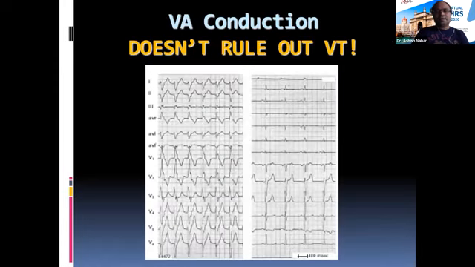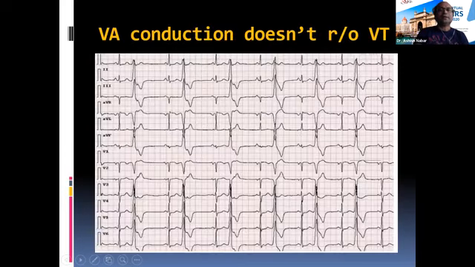Now, this is sometimes understood in a wrong way, that if you see VA conduction, it cannot be a VT. That's not correct. If your ventricular tachycardia is slow, you have all the right to have a VA conduction. And then there could be VA conduction one-on-one. The P wave could be every time after the QRS, and that does not rule out a VT. So VA conduction does not rule out a VT.